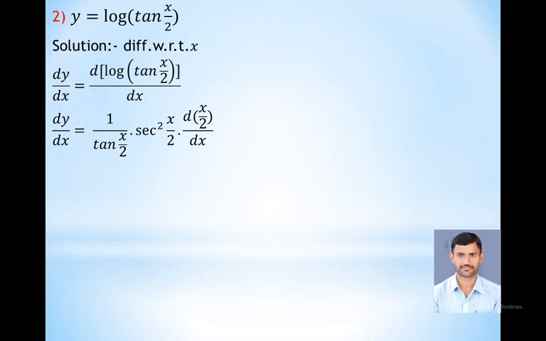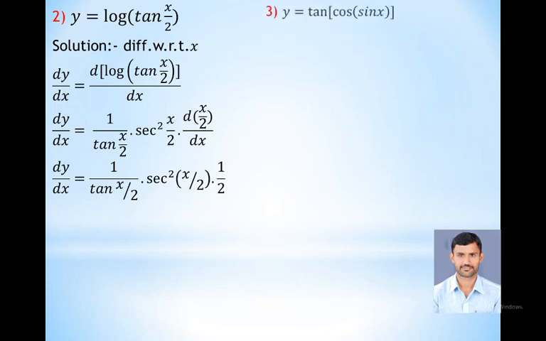So dy by dx is equal to 1 upon tan of x by 2 into sec square x by 2 into derivative of x by 2. So which is equal to 1 upon tan x by 2 into sec square x by 2 into 1 by 2. Now next problem is y is equal to tan of cos of sin x.